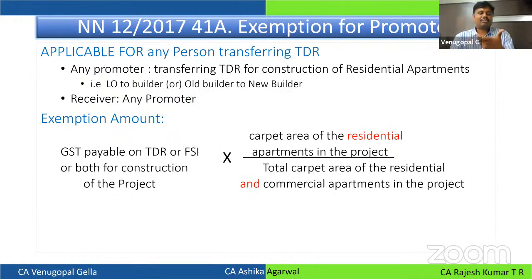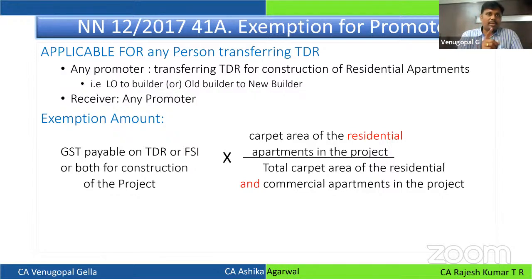The exemption methodology which is given is to compute the GST on the total TDR, multiply it with the carpet area of the residential apartments divided by the total carpet area, that is residential and commercial apartments in the project. Only that much is given as exemption. This is in the hands of the developer, who is called the landowner.